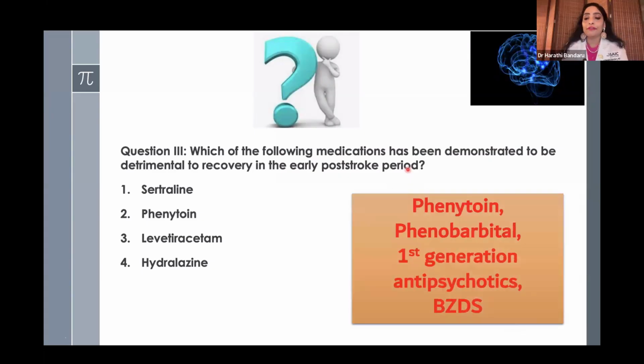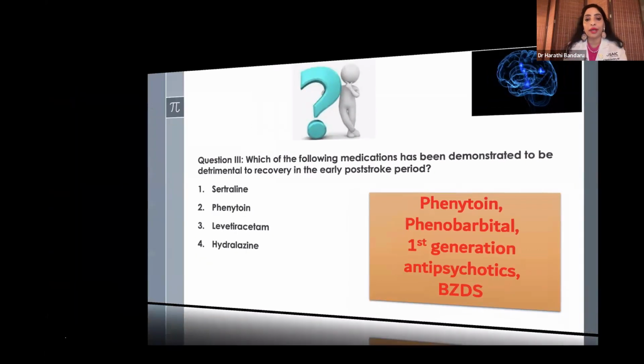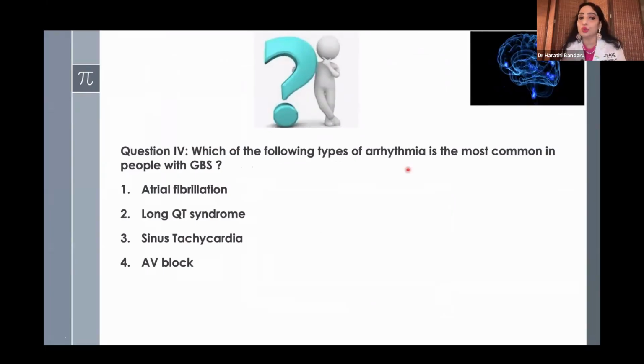So you should not give phenytoin and phenobarbital, or first generation antipsychotics and benzodiazepines, usually in the post-stroke period. You should be cautious unless you need it. You should not give them. Okay. Next, move on to the last two questions.